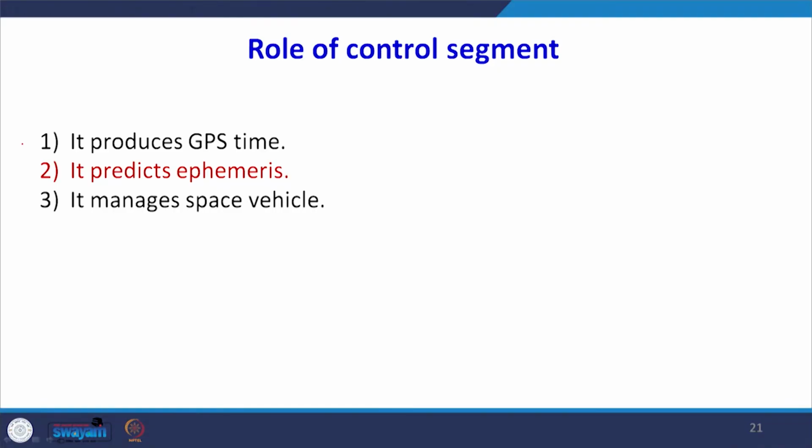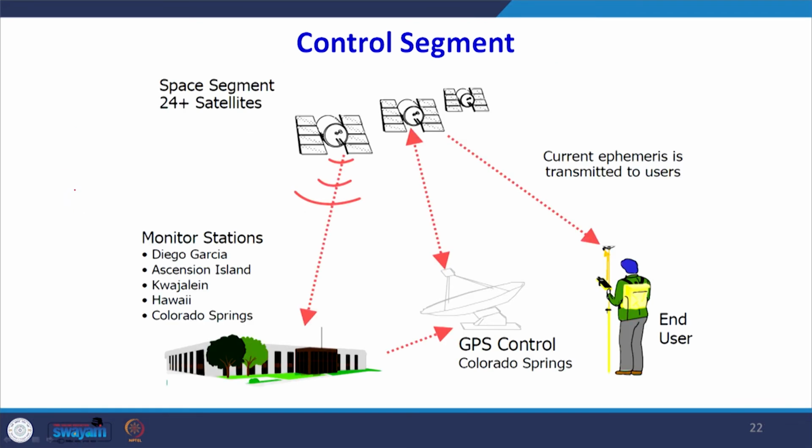Then there is another segment, which is called the control segment, on the ground. This control segment is producing the GPS time, it predicts the ephemeris of the satellites, and it is managing these space vehicles. It is monitoring the health of the satellites also and correcting the path. So, this is the control segment on the ground. You can see there are monitoring stations well distributed at different places, and then there is a GPS control station at Colorado Springs.